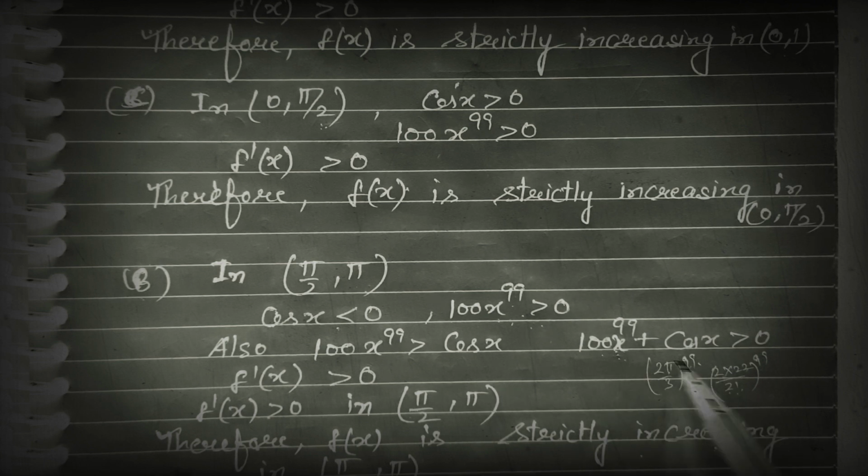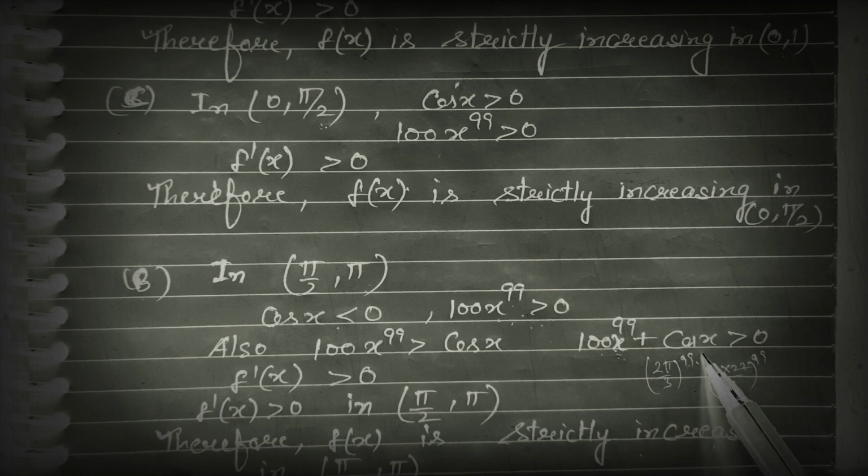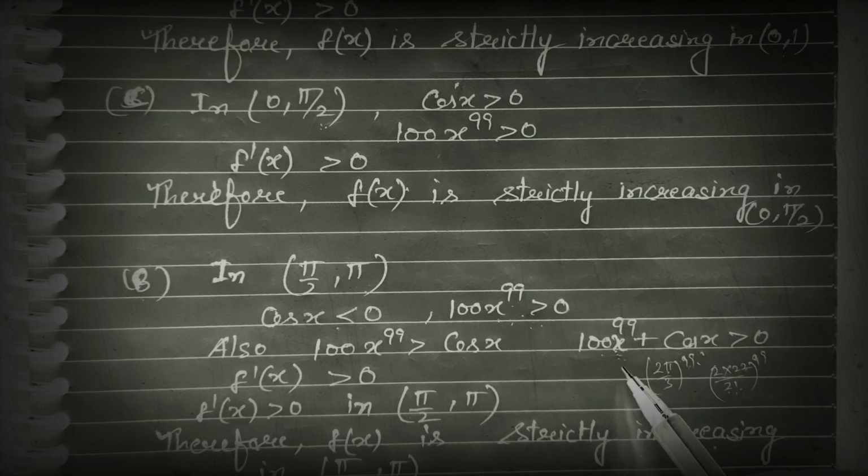So the value is more than 100. And cos x lies between -1 and 1, so suppose its minimum value is -1. So if this is -1 and this is more than 100, then what will be the value? What will be the sum of the two? Positive.